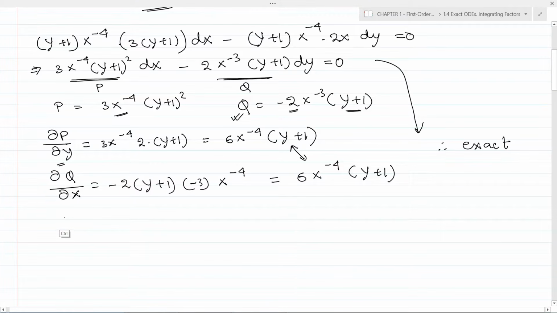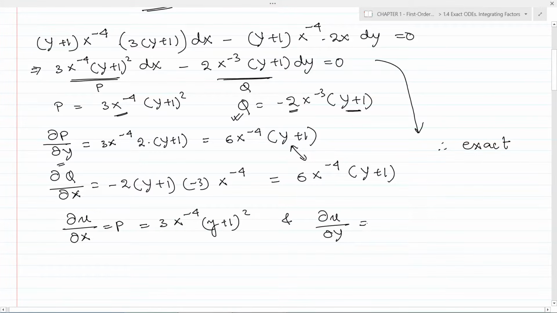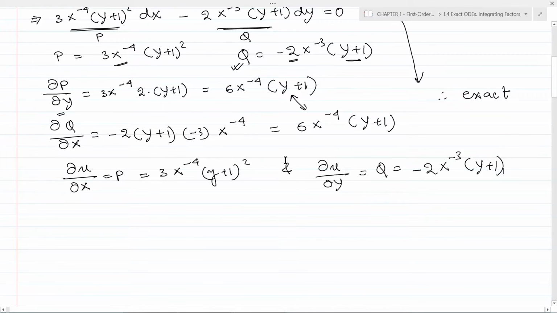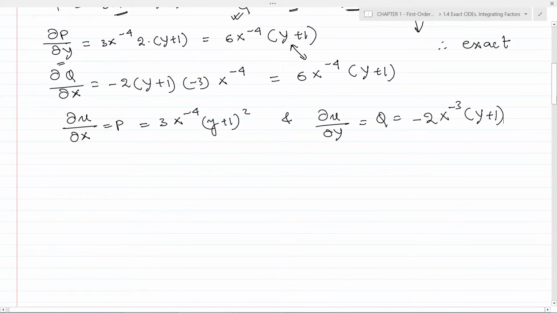Now we have to find a u such that del u by del x equal to p, which is equal to 3 x to the power minus 4 y plus 1 whole square, and that u, when we take its partial derivative with respect to y, will be equal to q, which is equal to minus 2 x to the power minus 3 y plus 1. You just have to remember the steps that we are taking, which is quite logical. You do not have to remember any formula. The process will be a little bit lengthy, but it will be intuitive and it will be easier to remember and it will be easier to understand also.